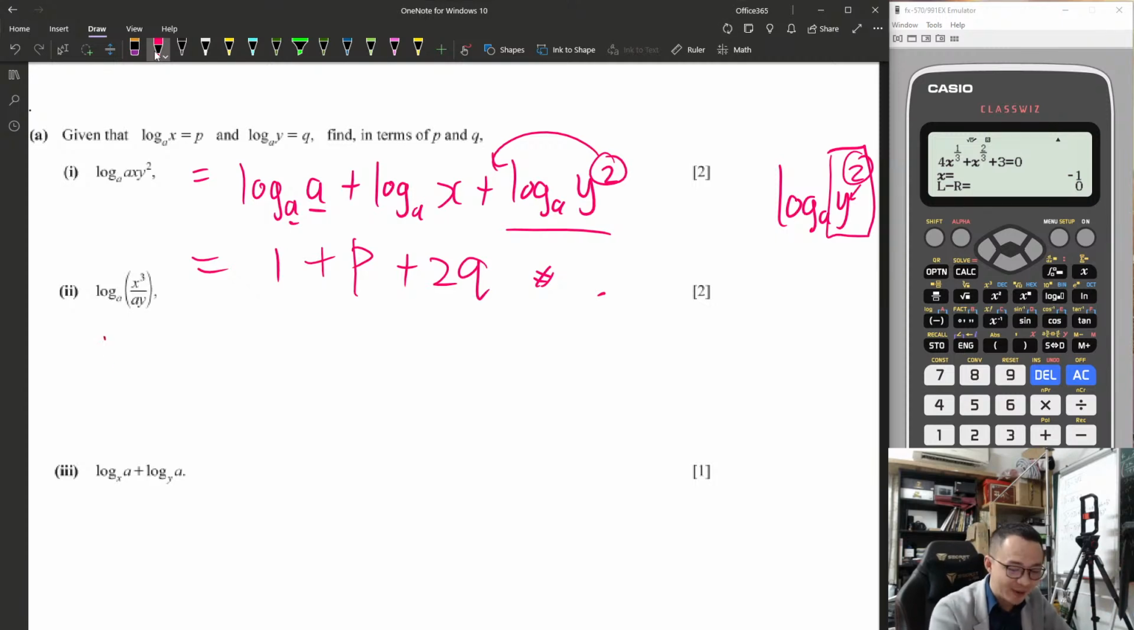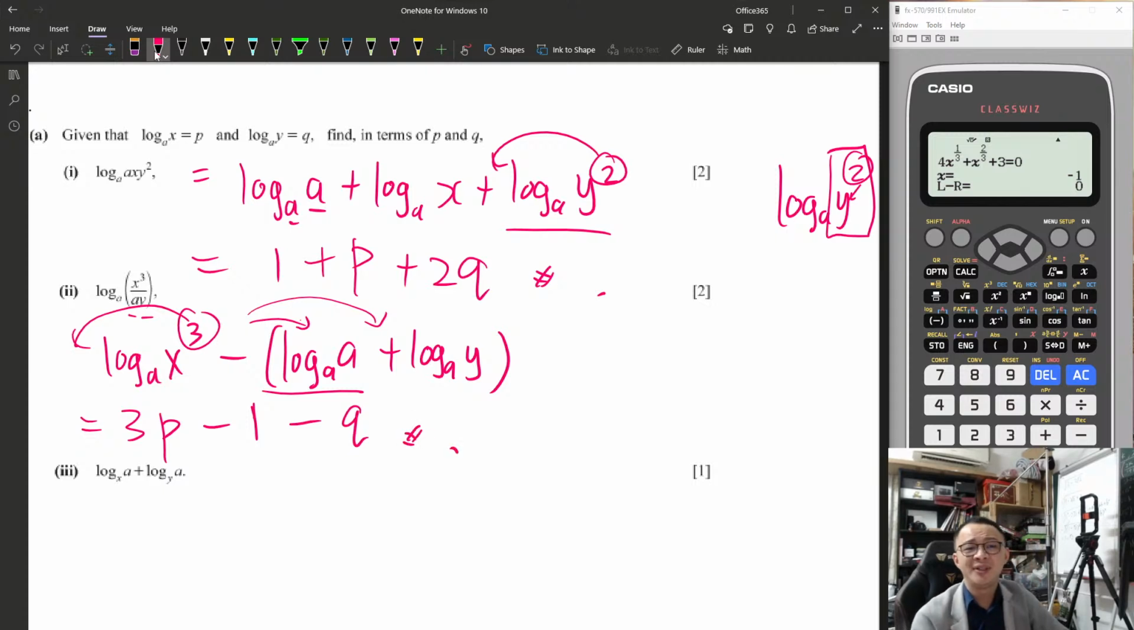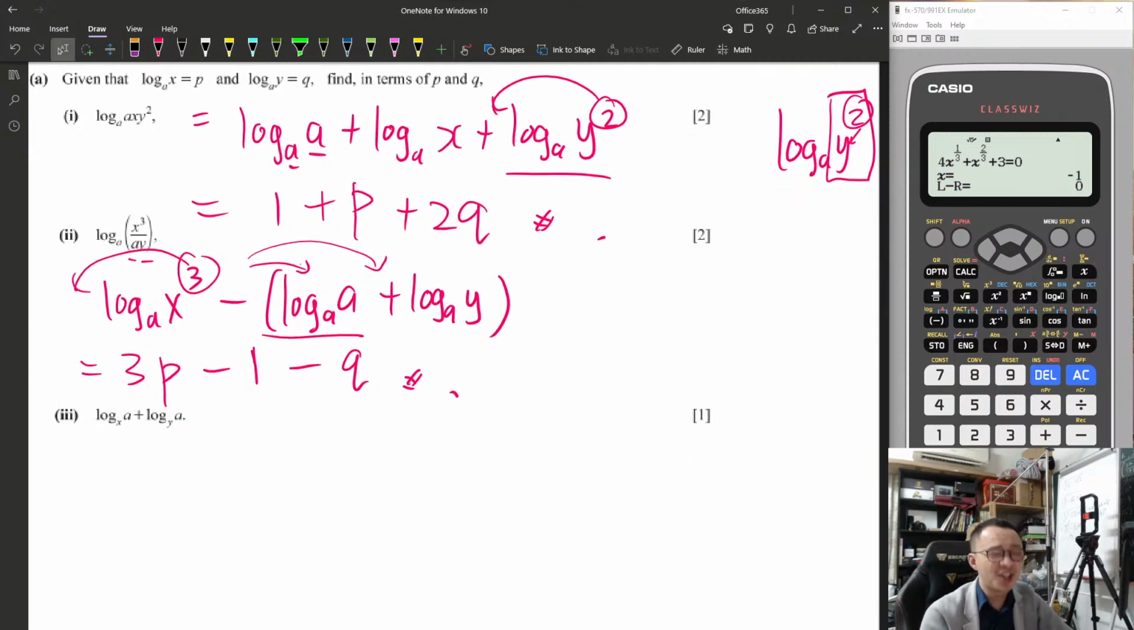Right, next one. Okay, this is log_a x to the power of 3, divide, right, minus log_a a plus log_a y. Because at the bottom, this is a multiply y, right? Multiply with plus. But because the whole thing is at the bottom, the negative you need to multiply for both. You will realize later it is minus for both. 3 moves to the front. So it's 3 log_a x is p, minus 1. Log_a a is 1, minus log_a y is q. Done. Easy peasy, 2-mark.